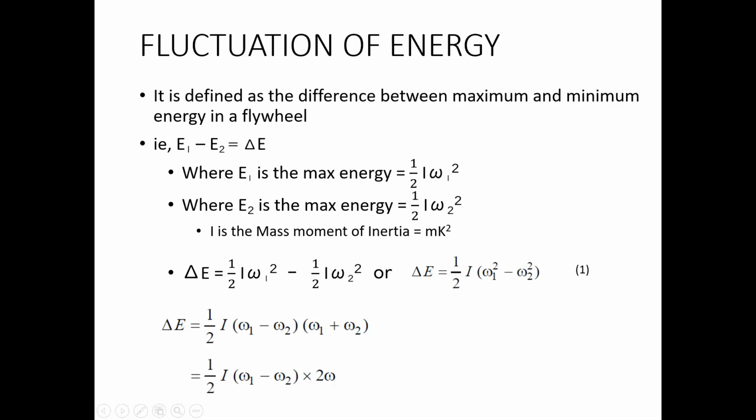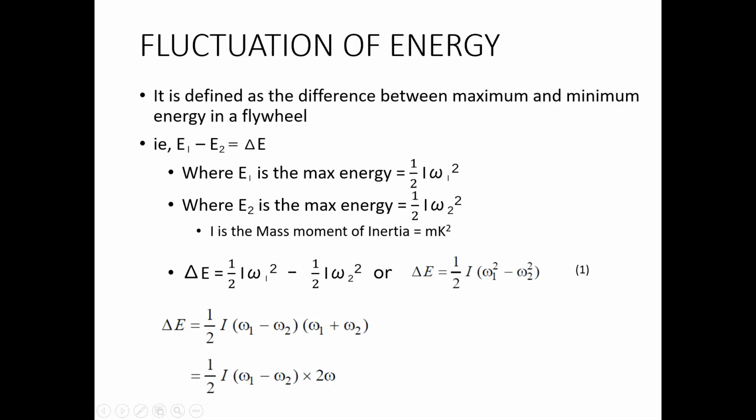During the power stroke, or when the energy is supplied to the flywheel, the energy will be maximum. The stored energy in the flywheel will be maximum. And when this energy is used up by the idle strokes, then the energy of the flywheel will be minimum. And there is a difference between the maximum and minimum energy, and this difference is known as fluctuation of energy.